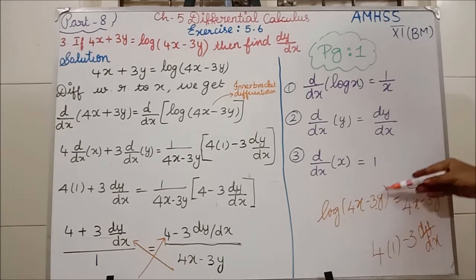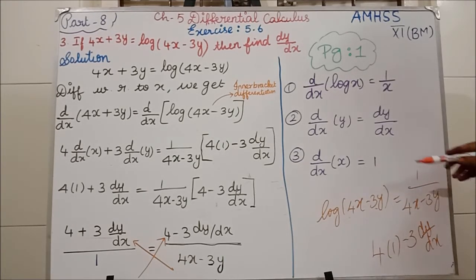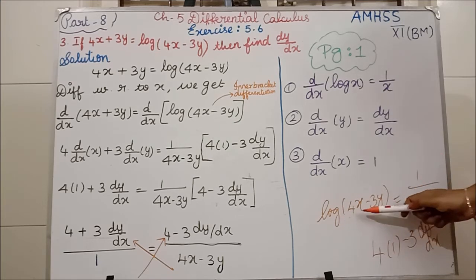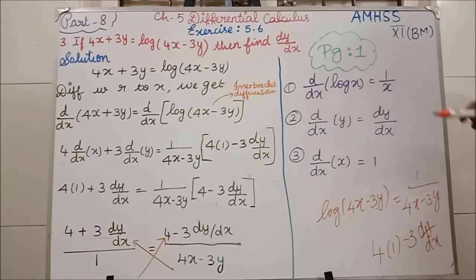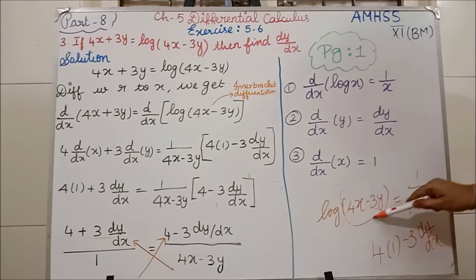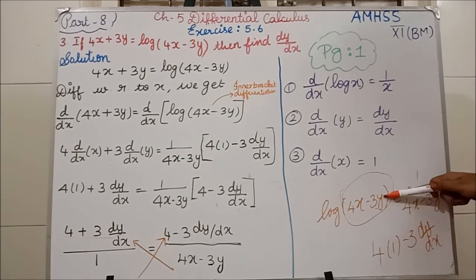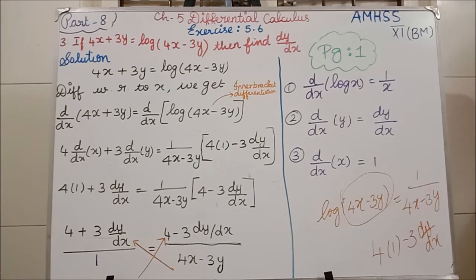The log x formula is 1 divided by x. Instead of x we are having 4x minus 3y. Afterwards, this bracket we have to differentiate. 4 is constant, so keeping it, x differentiates to 1. 3 is constant, so keeping it, y differentiates to dy by dx. So I have written dy by dx. Clear, students?